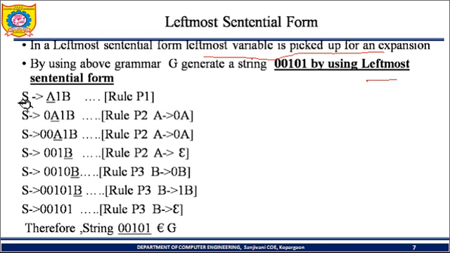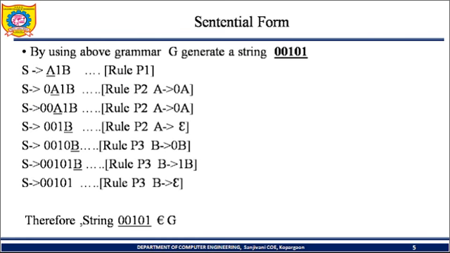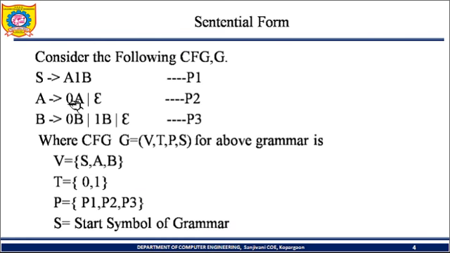So here you can see, every time while generating the string we should start with the start variable. So the start variable is S. Again we are going to consider the same grammar, that is S tends to A1B, A tends to 0A or epsilon, B tends to 0B or 1B or epsilon. These three we are going to use.